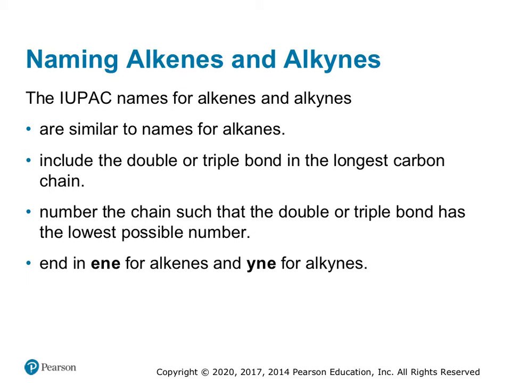All right, now we'll get into naming alkenes and alkynes. The naming system for alkenes and alkynes is very similar to naming alkanes. We just include the double or triple bond that's in the longest chain. That's the parent chain. So the parent chain always contains the double or triple bond. You number the chain so that the double or triple bond has the lowest possible number, and we end it in ene or yne, depending on if we have a double bond for ene, a triple bond for yne.